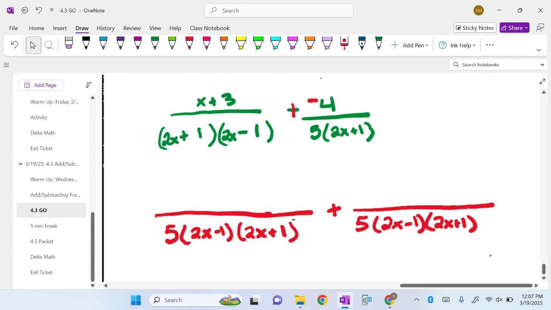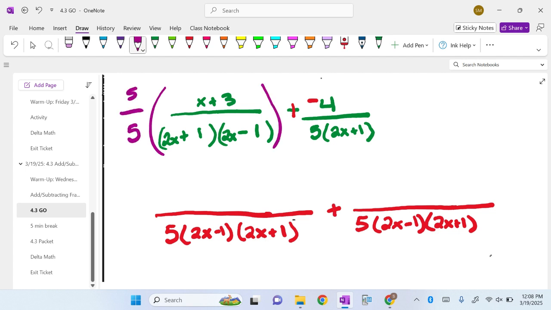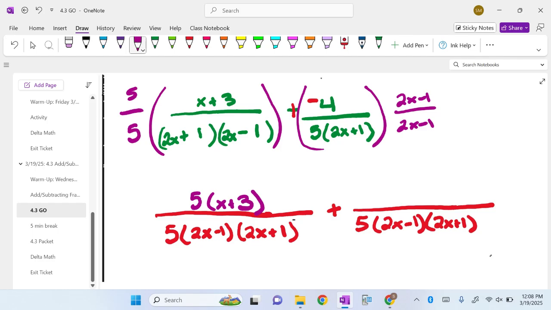So what's missing from the first green fraction that I need to multiply to it? A 5. So I'm going to multiply this fraction by 5 over 5. So this will be 5 times x plus 3. What about the second fraction? What's missing? 2x minus 1. So I'm going to multiply this one by 2x minus 1 over 2x minus 1. So this becomes negative 4 times 2x minus 1.